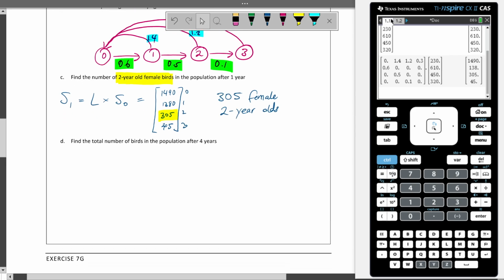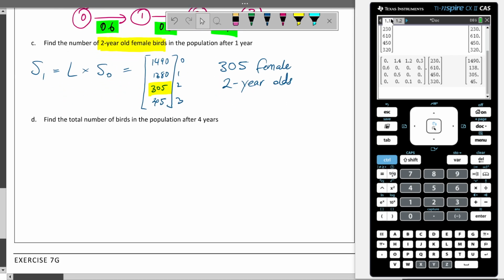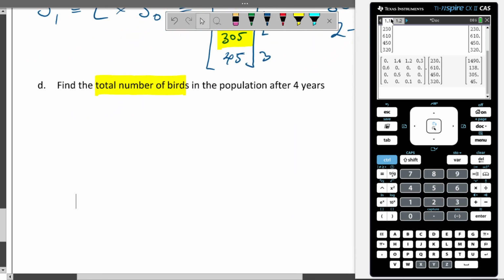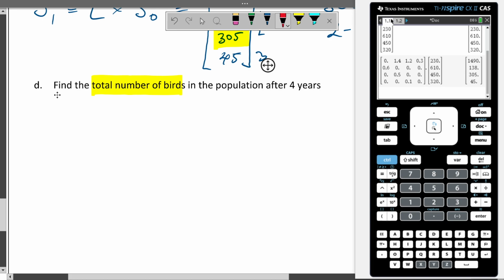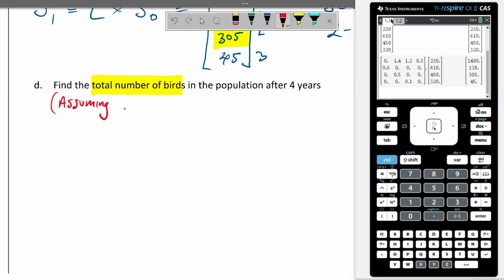Next question. It says, find the total number of birds in the population after 4 years. Now, we've actually left something out of this question that Edrolo does have. So when Edrolo asks these questions, they add something in. So I want you to add this in for me. Assuming females are 40% of the population.